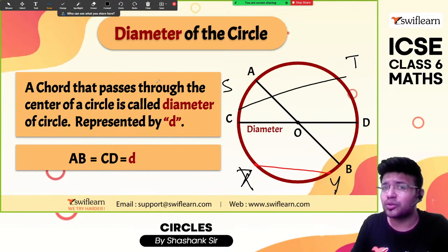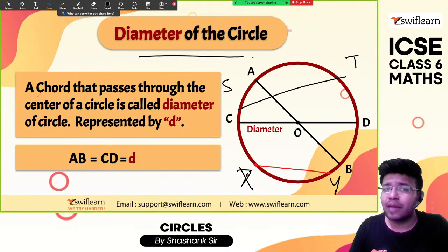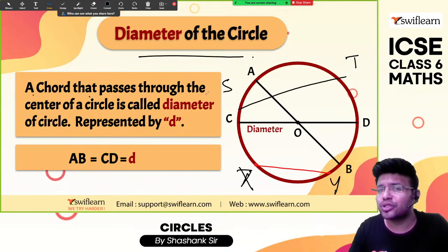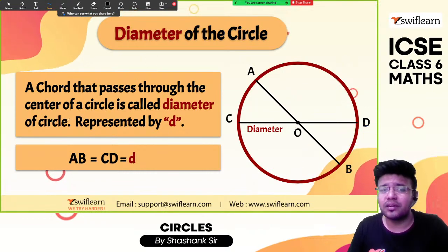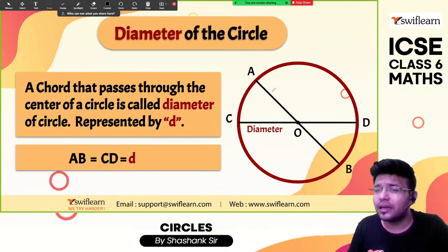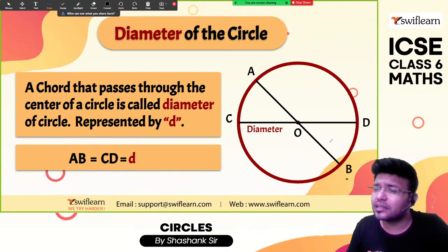This is a chord. Now see what a diameter is. A chord that passes through the center of the circle is called a diameter, represented by D. AB is a diameter, CD is a diameter.